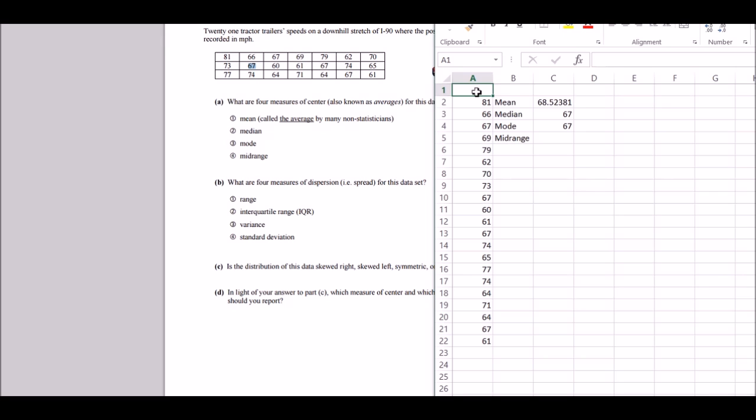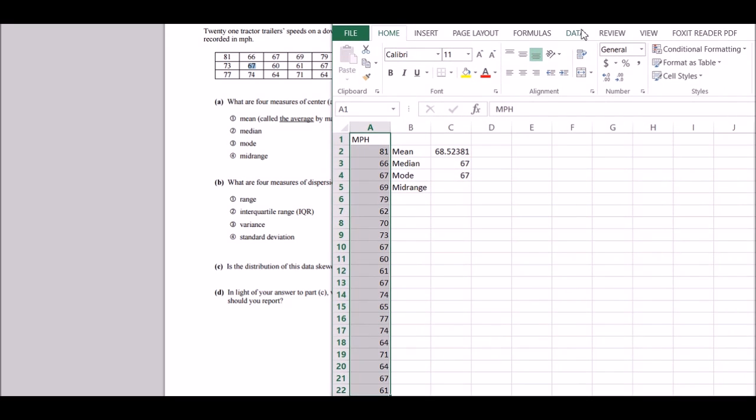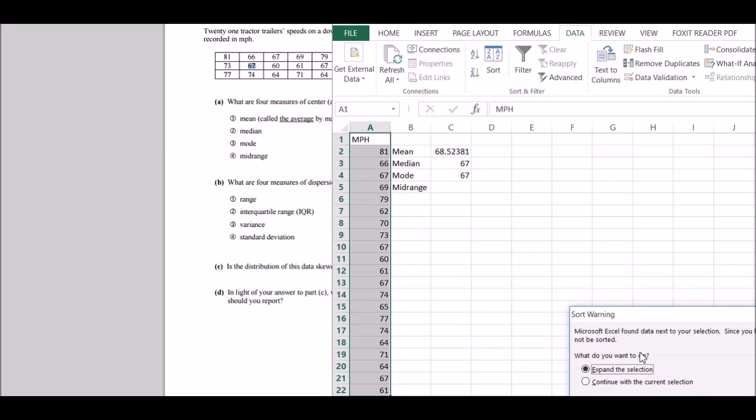Excel. So we're going to list this here as miles per hour. All right, you can click and highlight. Now let's take the window down here so you can see what I'm doing a little better. I'm going to go to data, sort. Oh, hold on one second, sorry.